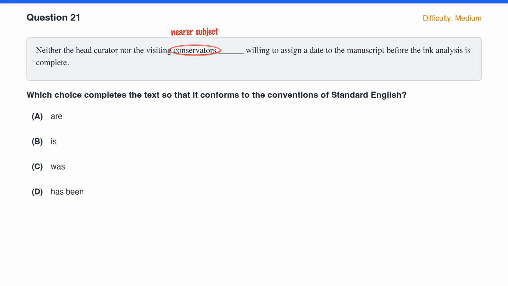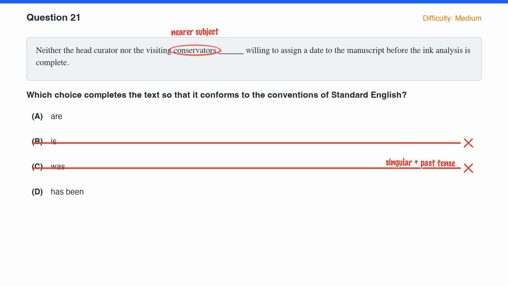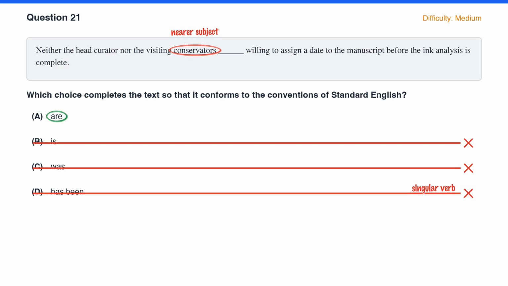Now the choices. Is in option B is singular. It agrees with the farther subject, not the nearer plural. Scratch that one. Was in C is singular and past tense, but the sentence wants the present, not this one either. Has been is singular too, so it can't match conservators. Gone as well. That leaves are, the plural present verb, our answer.